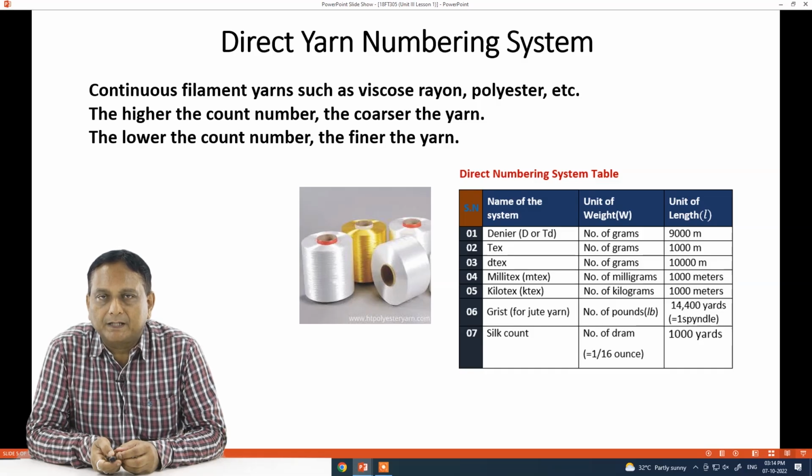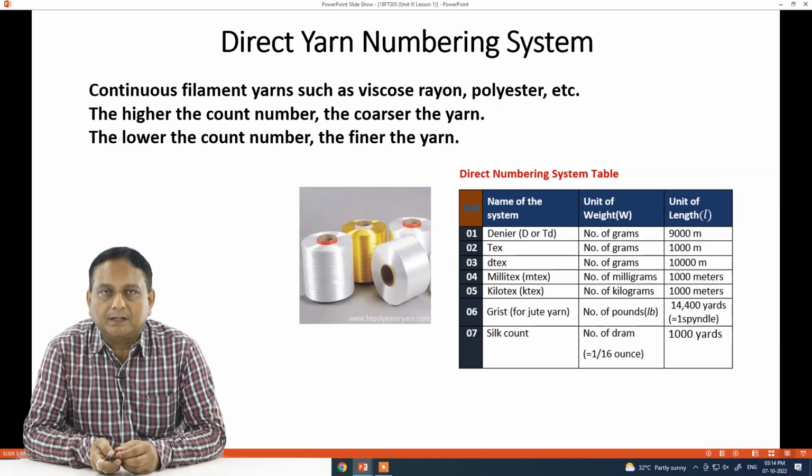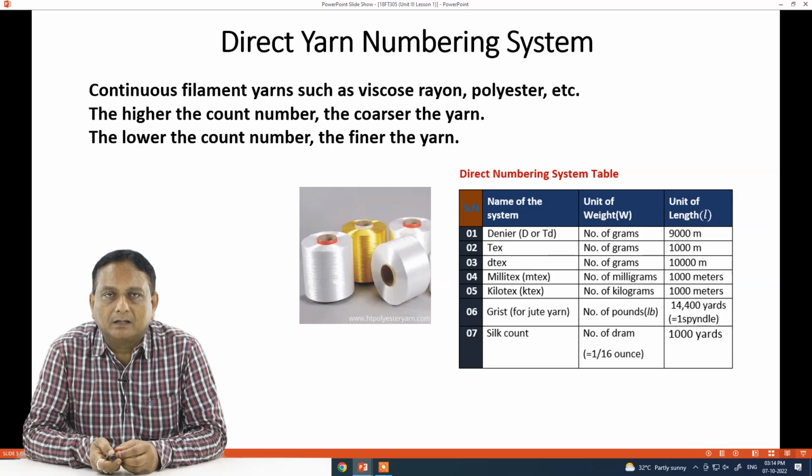So a different kind of system is available with 14,400 yards, and the silk count is also available, in terms of number of drams, with 1000 yards. So we can see the direct yarn numbering systems, and these are mainly useful for continuous filament yarn.